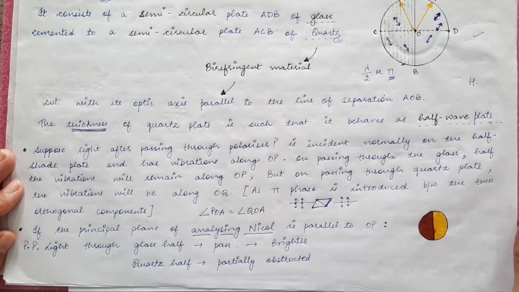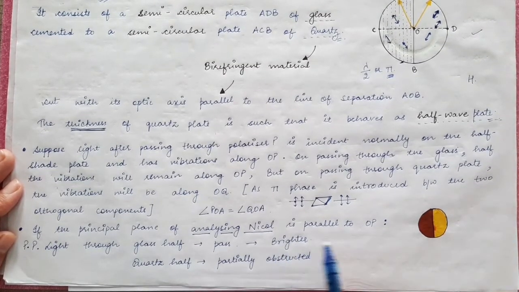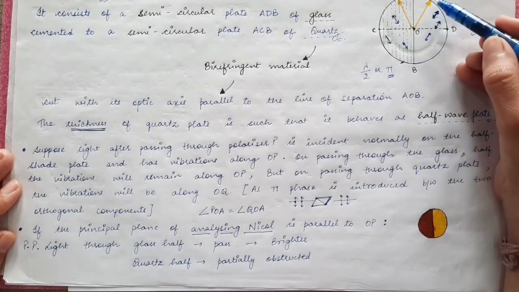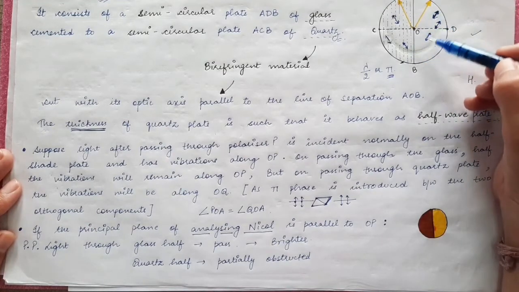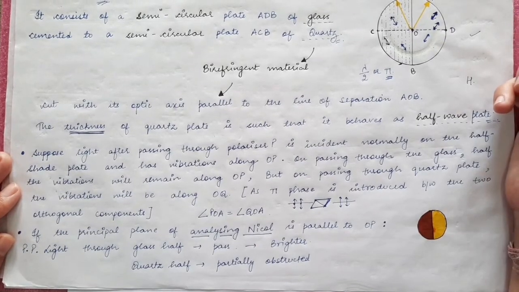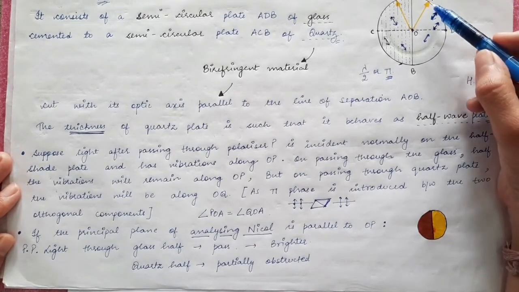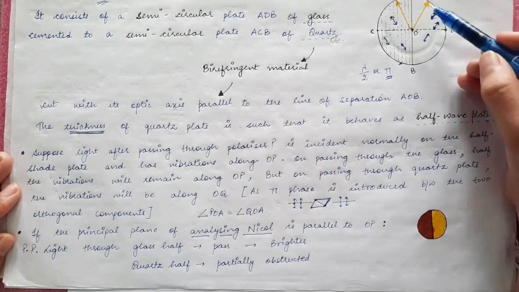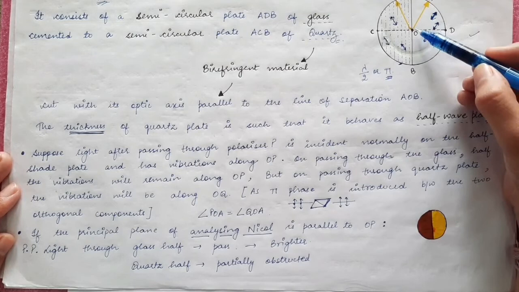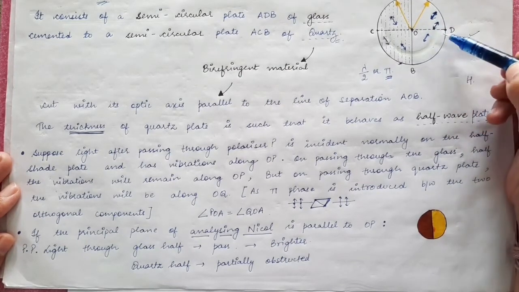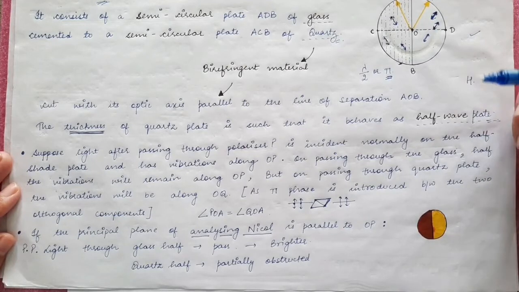So when the principal section of the analyzer is parallel to OP, or you can say it is in the direction of OP, we can rotate the principal section of the analyzer. Now let's suppose that at one point the principal section is parallel to OP. Then the light ray which has its vibrations in this direction will pass as it is through the Nicol prism.